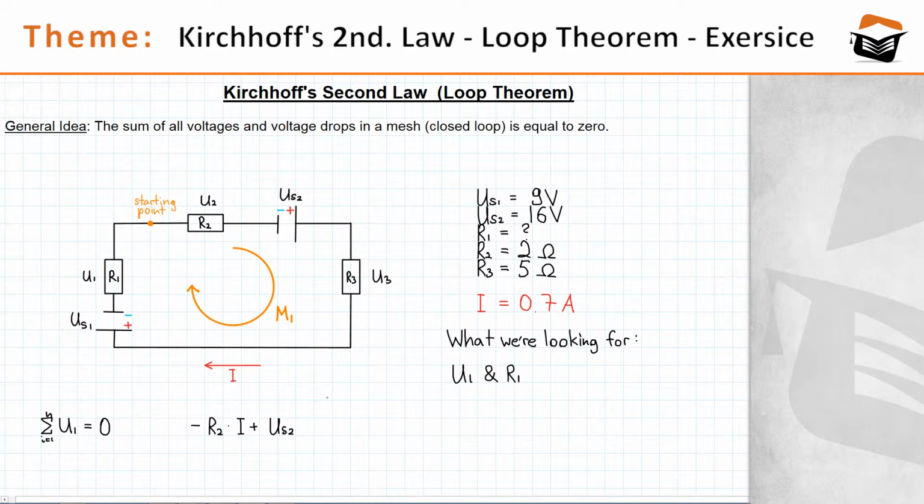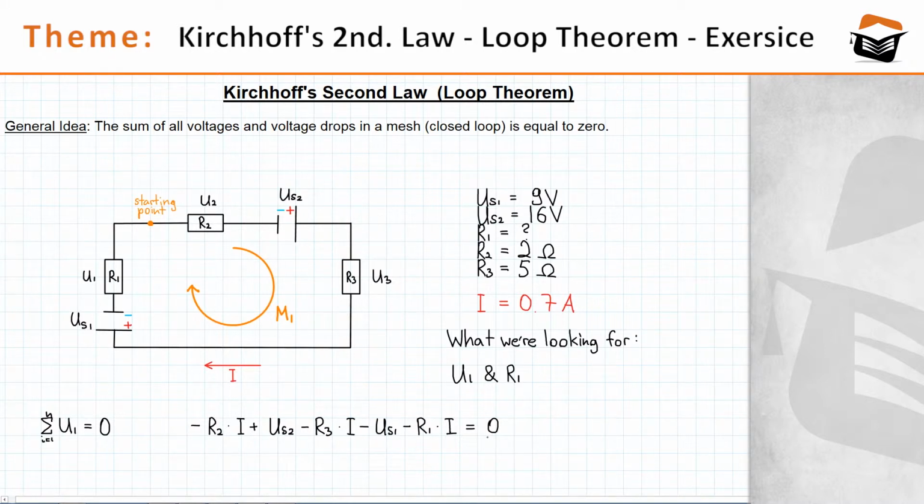and then minus R3 times I, minus US1, minus because the positive pole is on our way first, and then the negative pole, and we have this resistor, minus R1 times I, and that must be equal to 0.